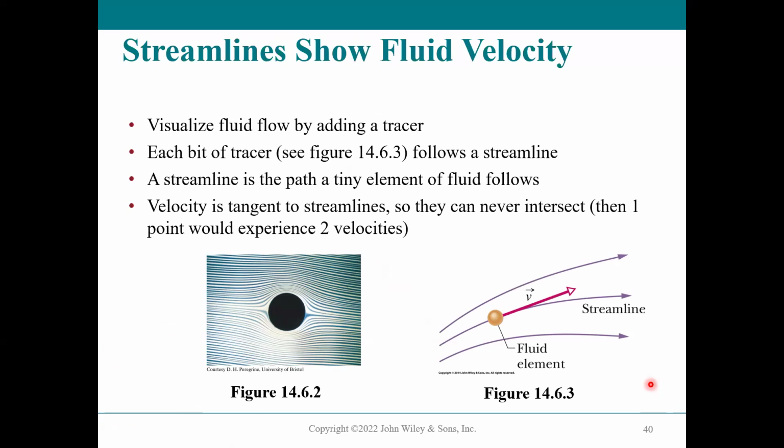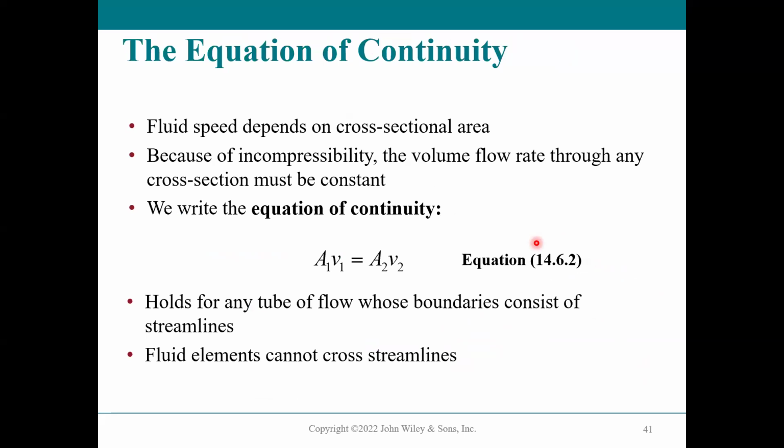Okay, this one is visualizing fluid flow by adding a tracer. Streamline: velocity is tangent to the streamline, so streamlines can never intersect. This one is the fluid element. This one is the streamline characteristic. And then the equation of continuity: the fluid speed depends on cross-sectional area. Because of incompressibility, the flow rate through any cross-section must be constant. Okay, this one is the equation of continuity.